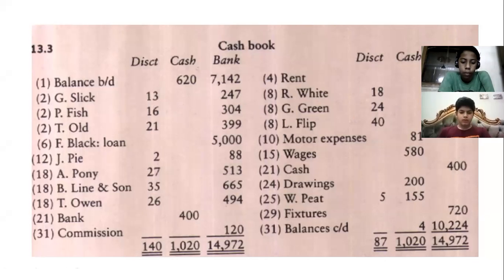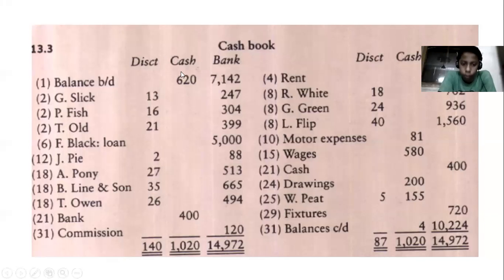So I'm repeating: when you receive some amount and you are receiving less, that means you are allowing discount to someone, normally a customer. And when you are paying and you are paying less, actually you are receiving the discount. I hope everyone has understood. Okay, so this was the main point, and this is called a three-column cash book. Can anybody tell me? This is my question to everyone. Who can tell me?